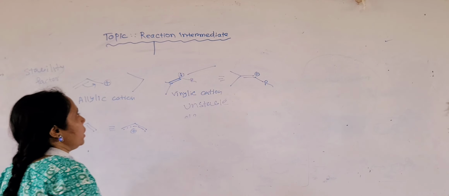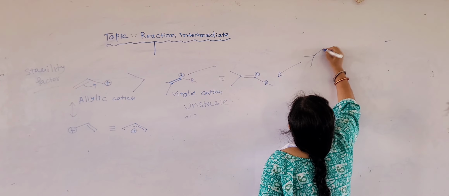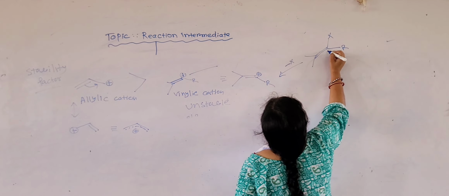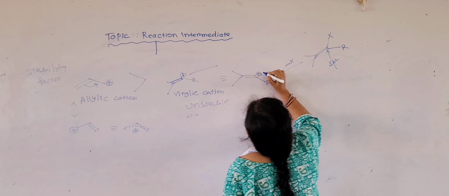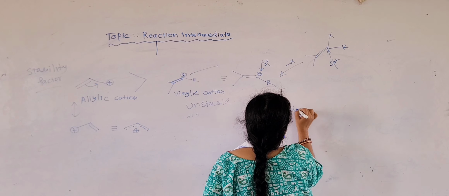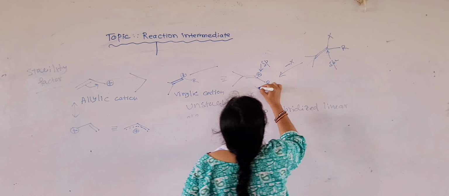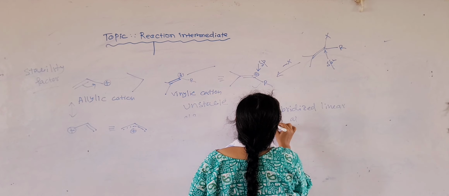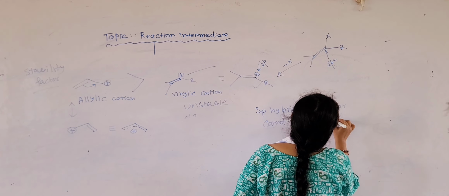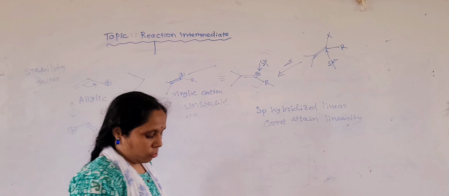When it comes from some substrate, it came from some substrate with an X. If you remove X, at that time it was sp2, now it becomes sp. An sp hybridized carbon means linear, but this structure cannot attain linearity. That's why it is unstable and generally not forming.